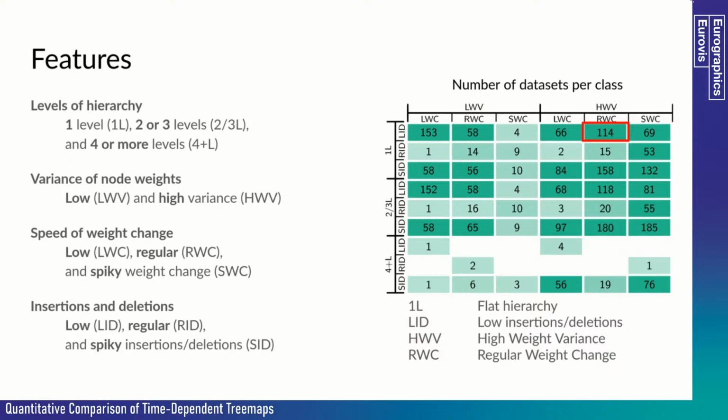The graph on the right shows the number of datasets that fall within each class. For example, we have 114 datasets with flat hierarchy, low number of insertions and deletions, high weight variance, and regular weight change. As you can see, even with just 4 features, we couldn't cover all the classes.